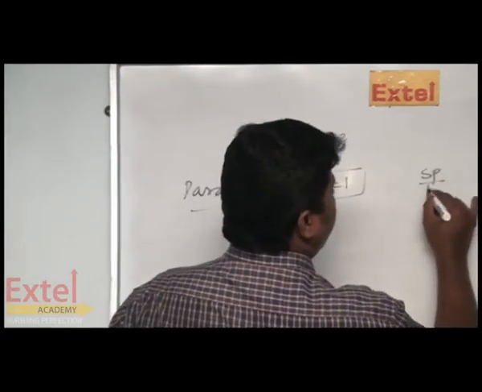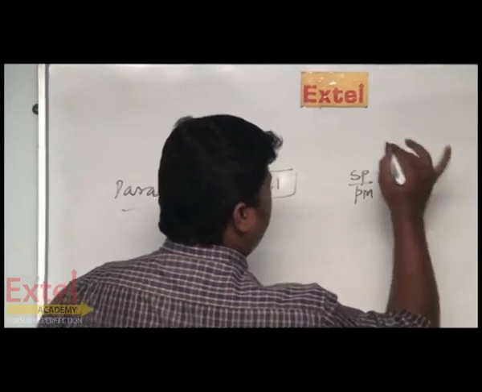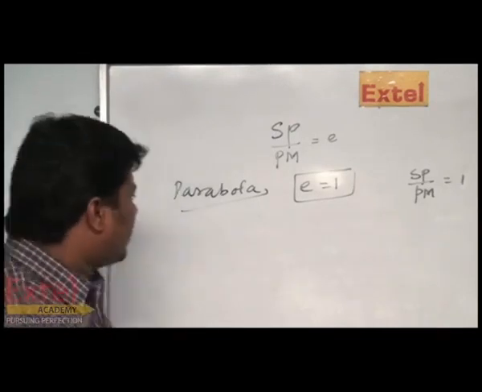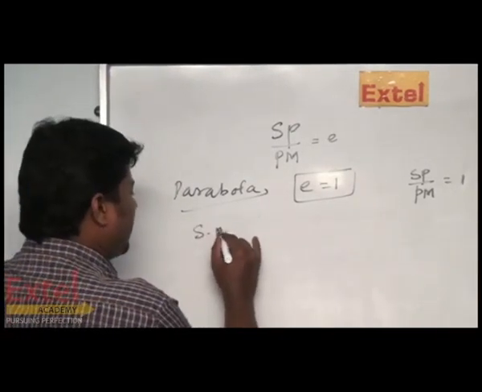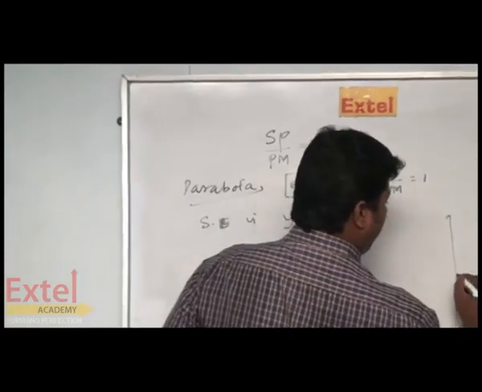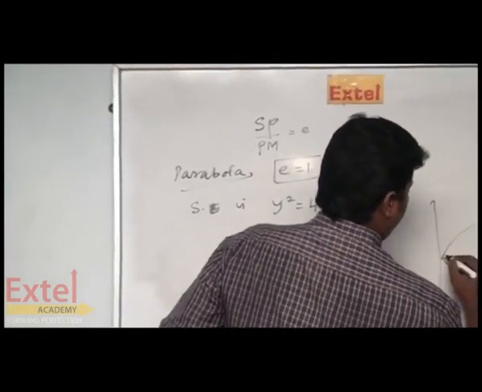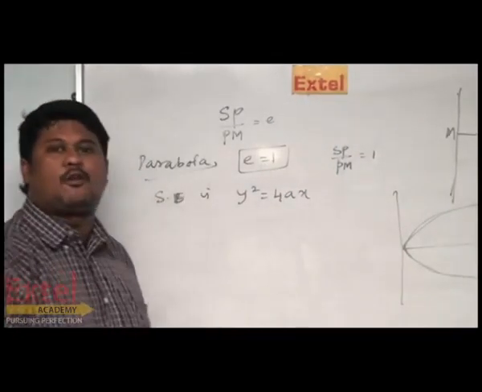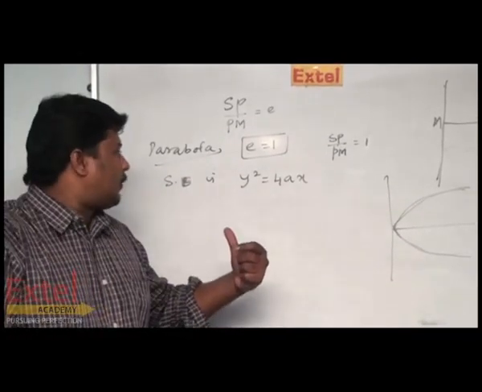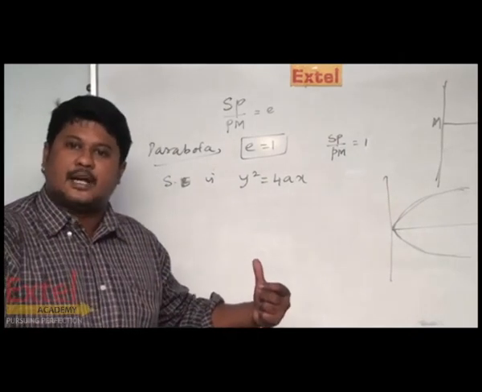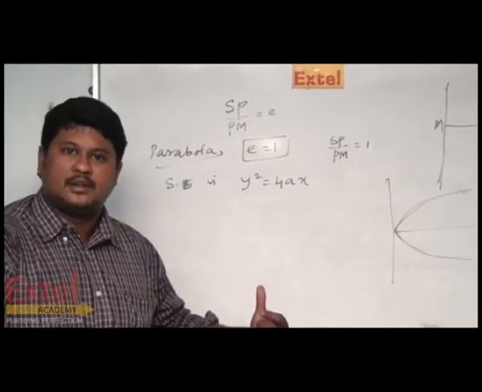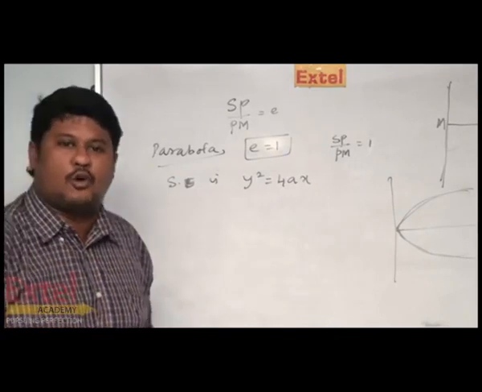Then I can simply say SP by PM equals 1. This condition is only for a parabola, when e equals 1. The standard equation of the parabola is y squared equals 4ax. Usually the general form of the parabola opens rightward. If it opens leftward, then y squared equals minus 4ax. For open up and open down, we have x squared equals 4ay and x squared equals minus 4ay. Generally, we say y squared equals 4ax.